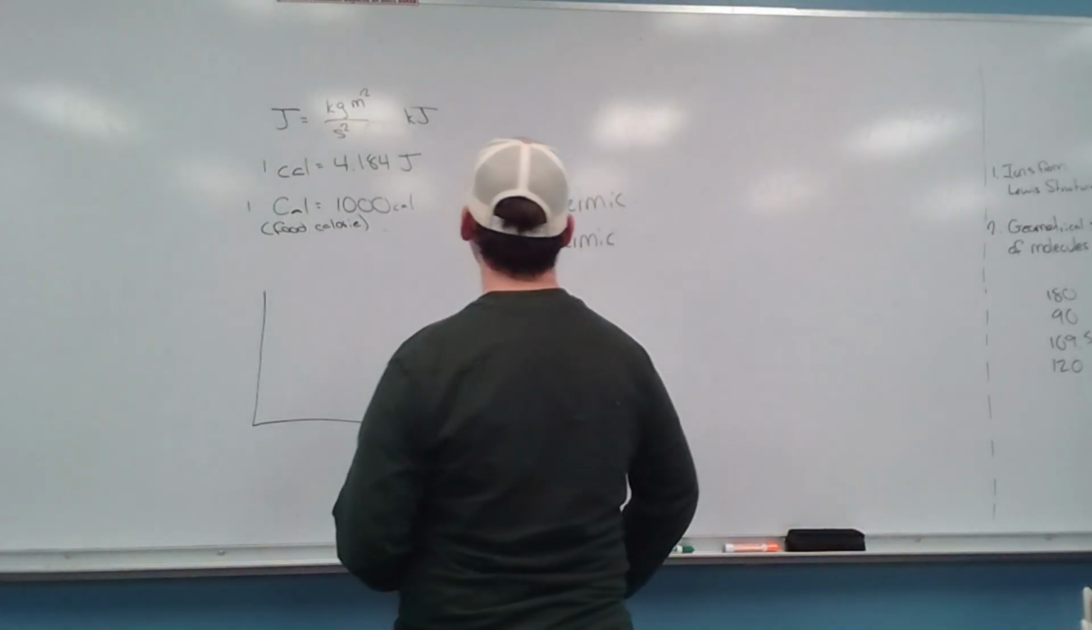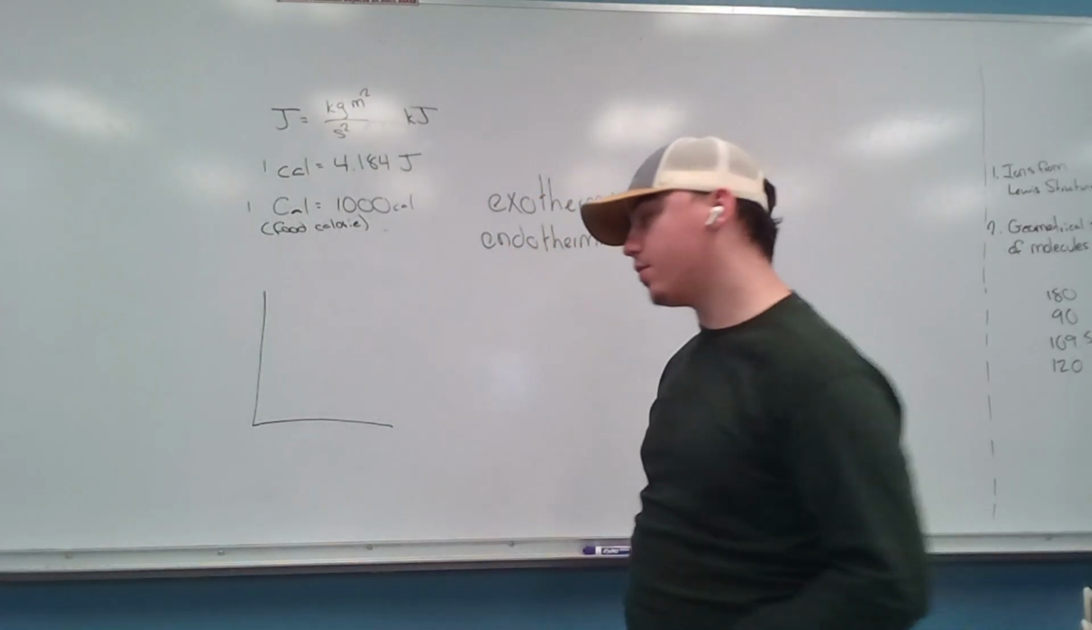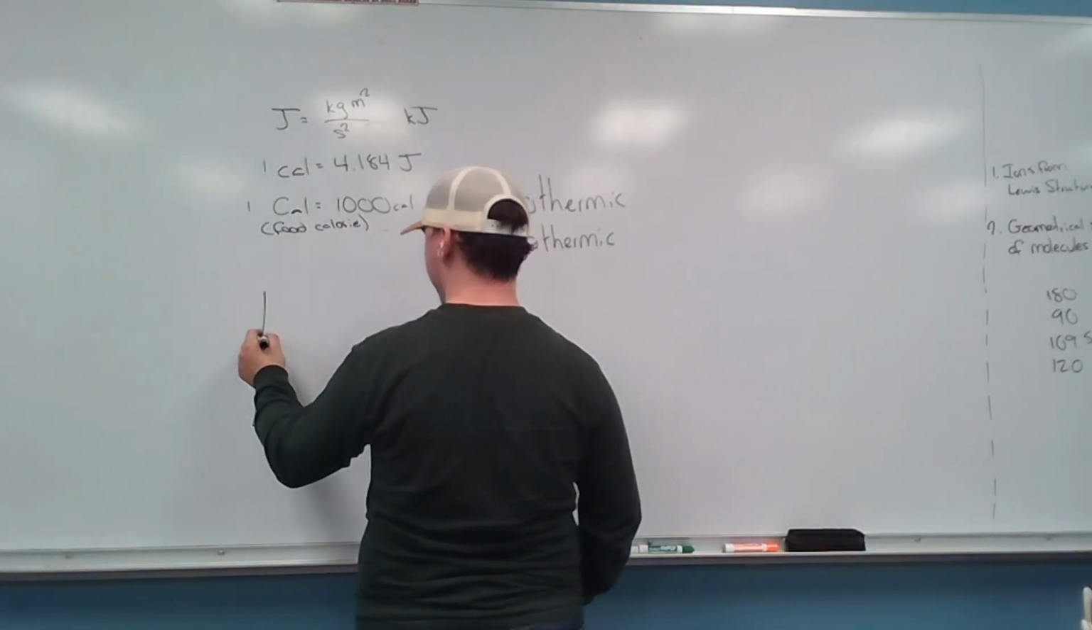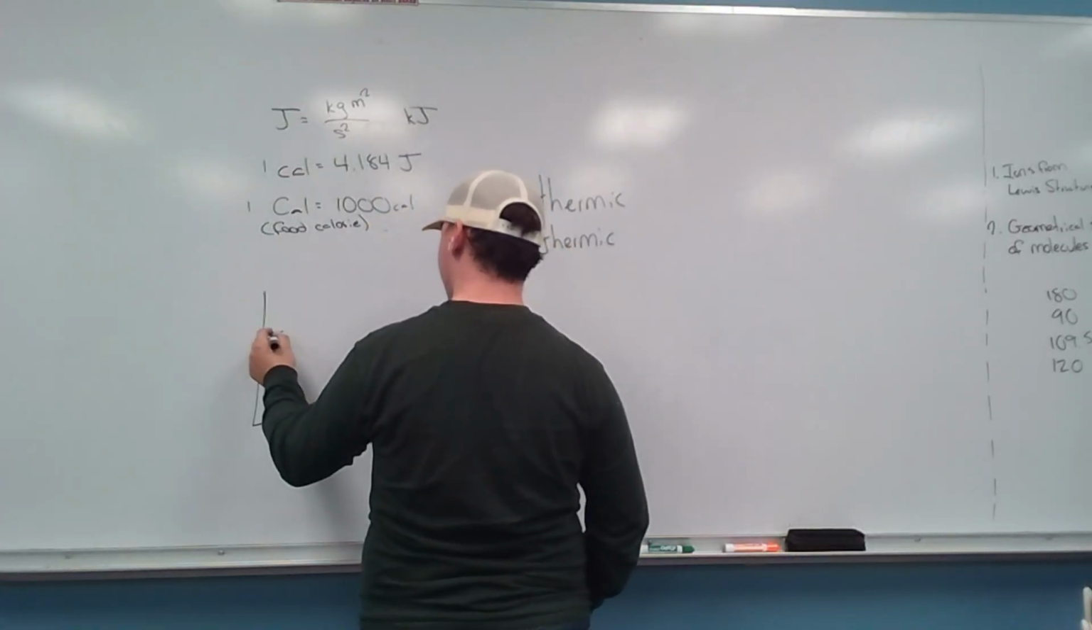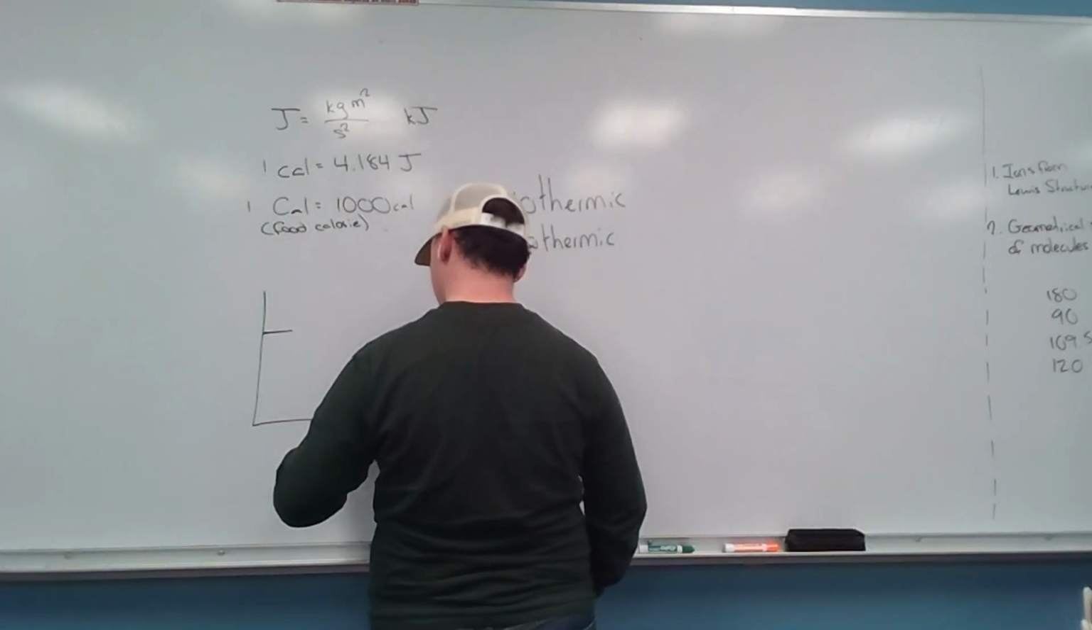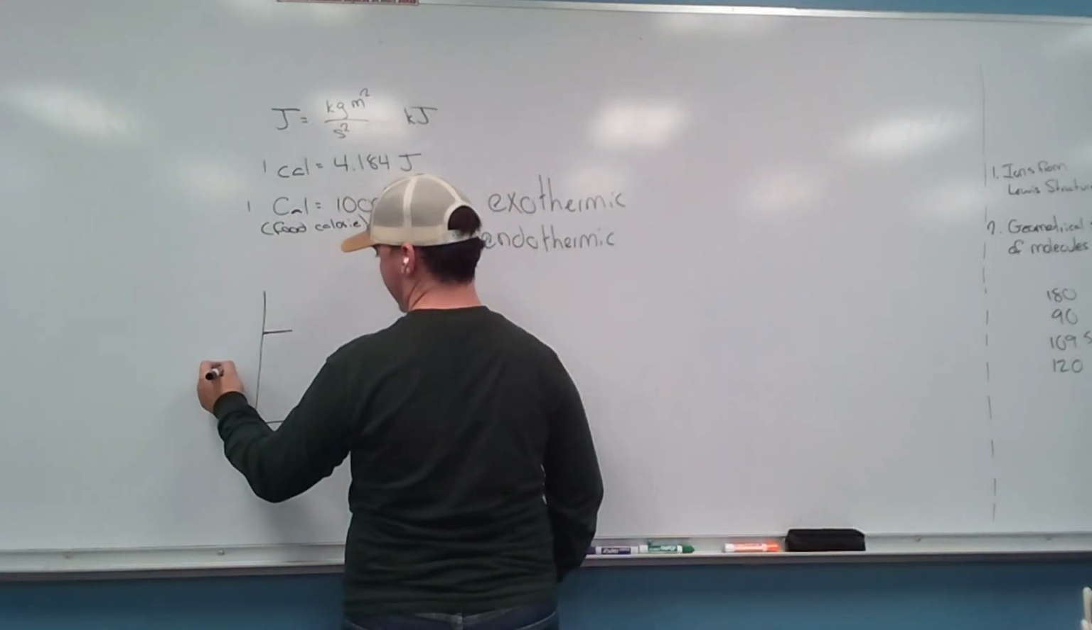But you can represent exothermic and endothermic reactions on a graph using energy. So, when you have an exothermic reaction, the energy level of the reactants is going to start about here. This is going to be time, and this is going to be energy.